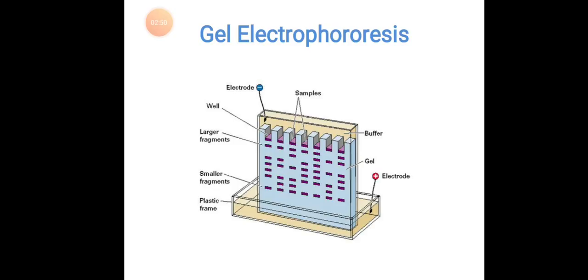When we supply electric supply with the help of buffer, the fragments will get separated. Smaller fragments move faster, whereas larger fragments move slower.